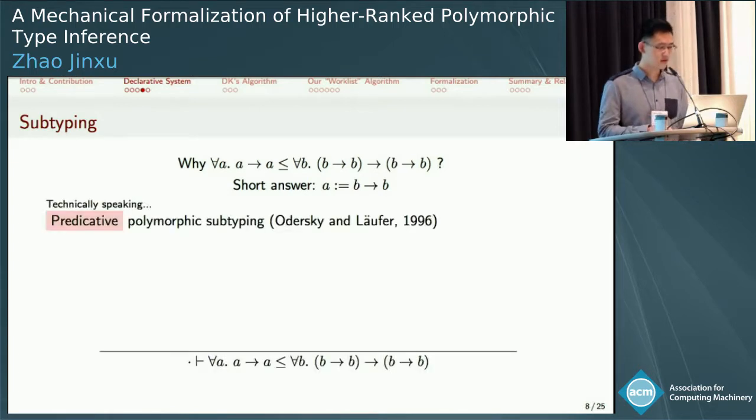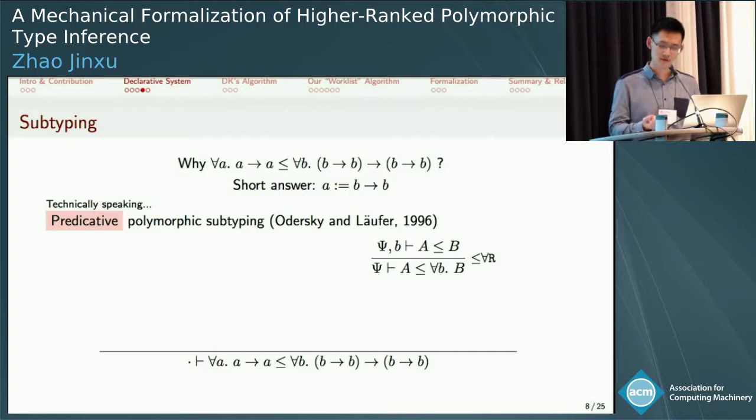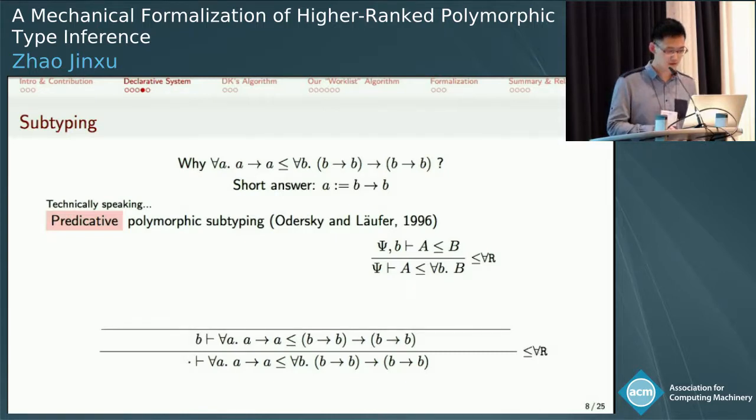Well, technically, we're using a predicative polymorphic subtyping set of rules. So let's see how it derives. The problem here is to compare the generality of two polymorphic types. So for the first step, we eliminate the forall on the right-hand side and introduce a fresh variable b to the context. Okay, this is the forall right rule.